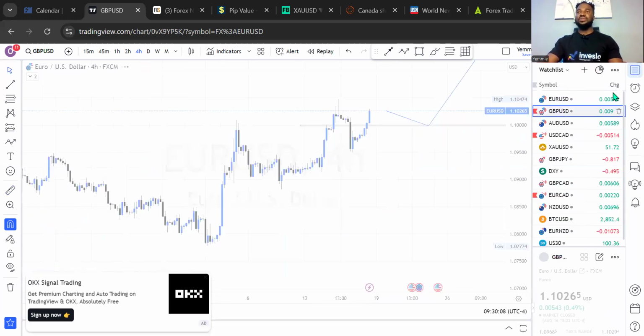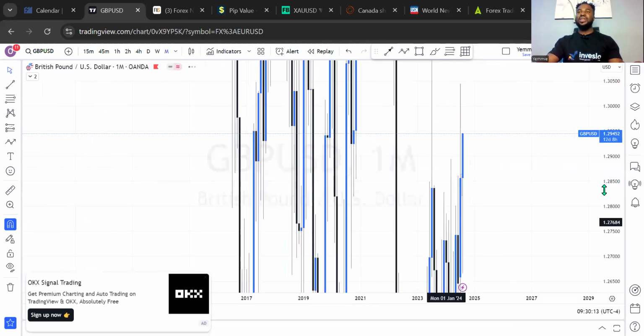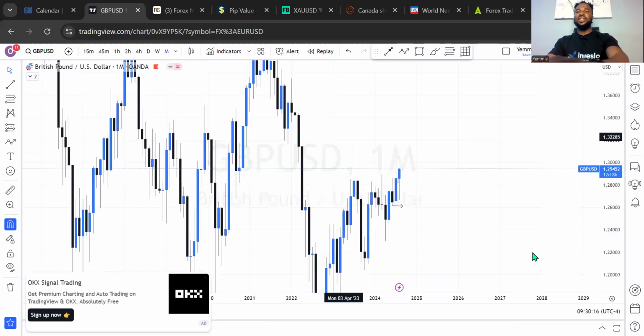Let's check out what we have on Great Britain pounds US dollar. On the monthly time frame of this currency pair, it's been a significant bullish movement as well.